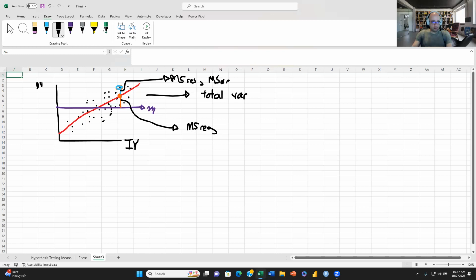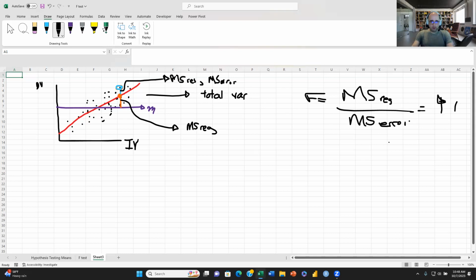And what you'll often see in regression is an F-test, where it compares these two variances, mean squared regression over mean squared error. And what's happening here is if your mean squared regression is bigger than your error, it makes sense that this F is going to be greater than 1.